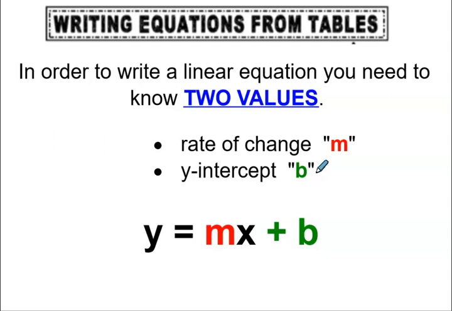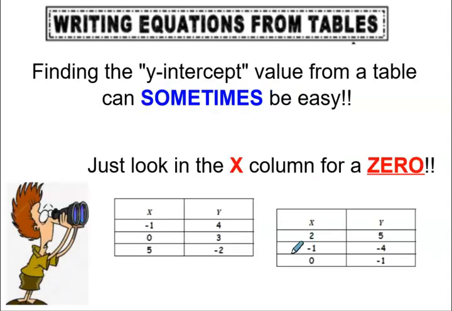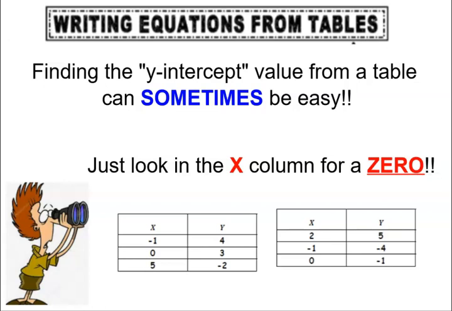Now let's start with the y-intercept because that can be the easiest one to find. So when you're given a table, the first thing you need to do is check your x column and see if there's a 0 value there. So this is the x column, and this is a 0 value. Over here in this table, this is the x column, and that is a 0 value. These coordinate points are the y-intercepts.